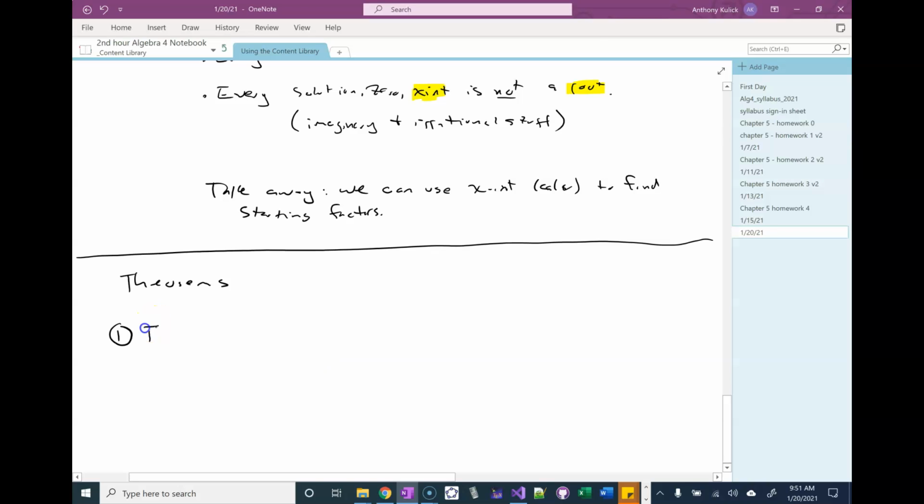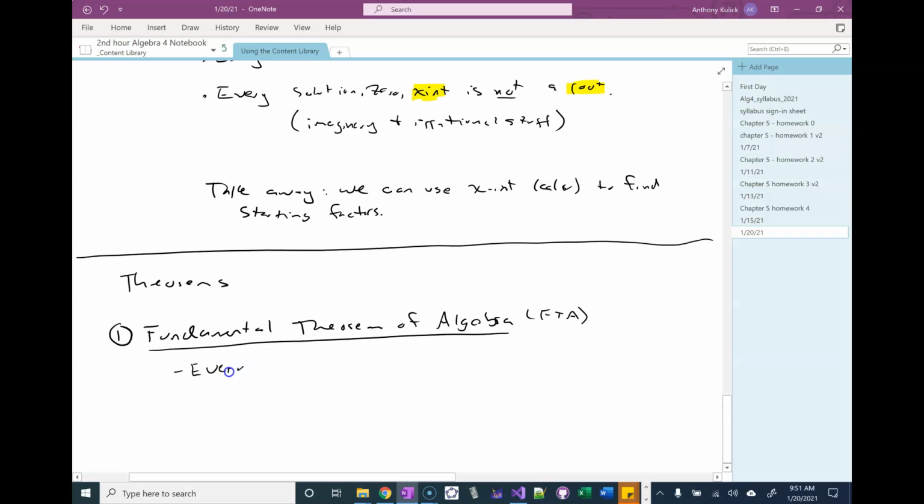So the first theorem is called the fundamental theorem of algebra. And with a title like that, you can rest assured it's going to be pretty important. But it's a pretty simple statement. It just says that every polynomial is solvable. So they all have solutions. That's it. That's the whole statement.